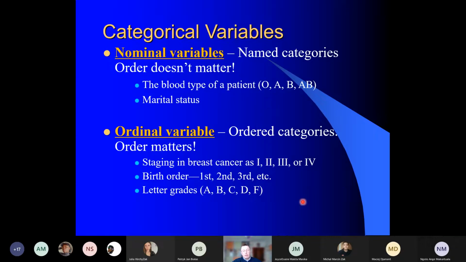Sorry, I almost forgot about this. It's the staging of breast cancer, birth order, and letter grades, or exactly your numerical grades given to you by me as a teacher. In fact, despite using numerical values, by their meaning, by their features, they belong to ordinal variables. They are categorical variables, and they represent ordinal variables. So no matter whether it is letter grades A, B, C, like your final rating, or numerical grades from 1 to 12, all these are ordinal variables.